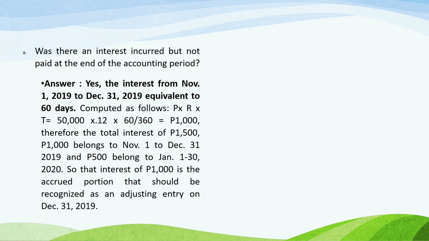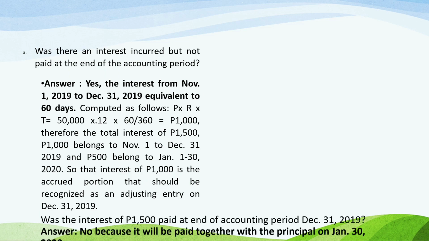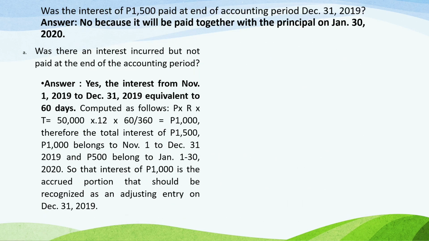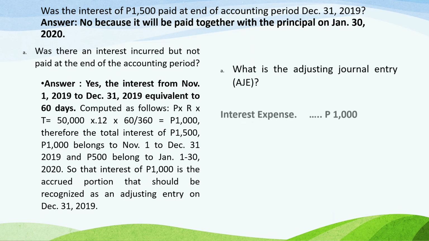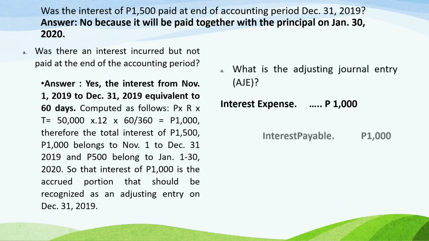So we should provide an adjusting entry for that interest incurred but not yet paid. Our adjusting entry is debit interest expense of 1,000 and credit interest payable of 1,000.